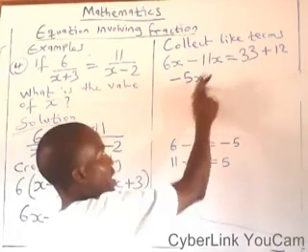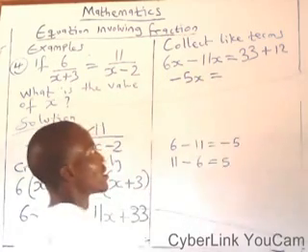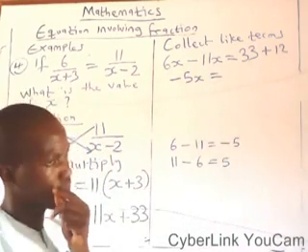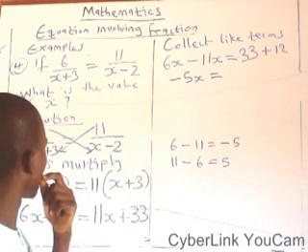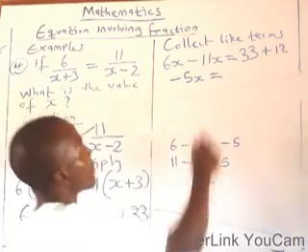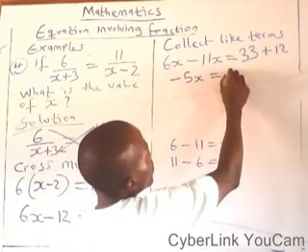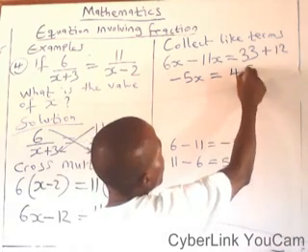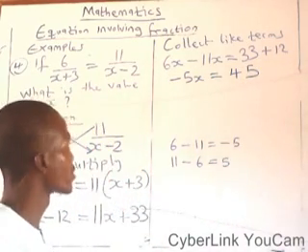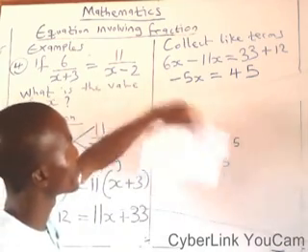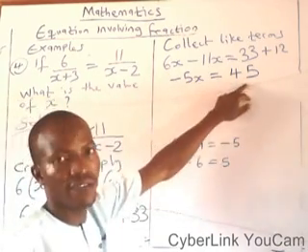11 minus 6 will give us plus 5, while 6 minus 11 will give us minus 5. Now this minus 5x is equal to 33 plus 12. That will give us what? 45. 33 plus 12 will give us 45. Now we are left with minus 5x is equal to 45.